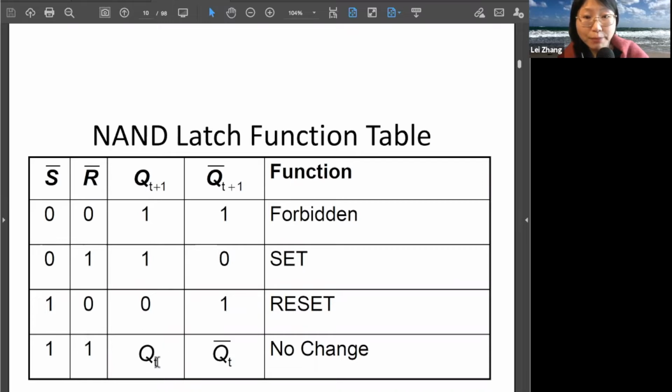Q sub T here indicates the previous time point value. This Q sub T plus 1 indicates the next time point. Q sub T plus 1 means it's T plus delta T, so it's the next moment after the input value changes. That's the NAND gate with active low input.